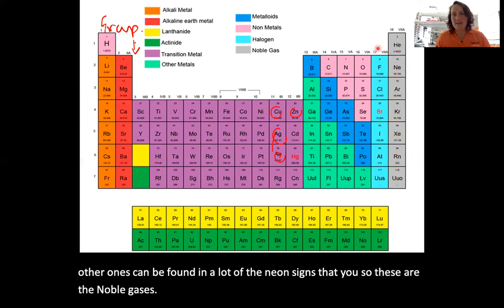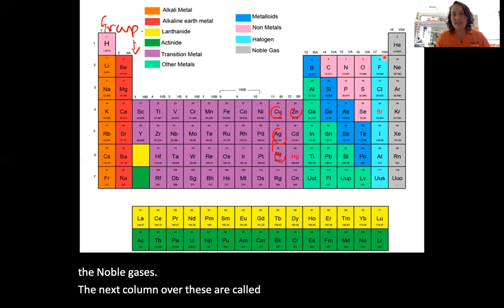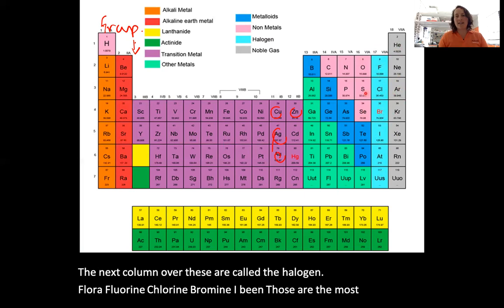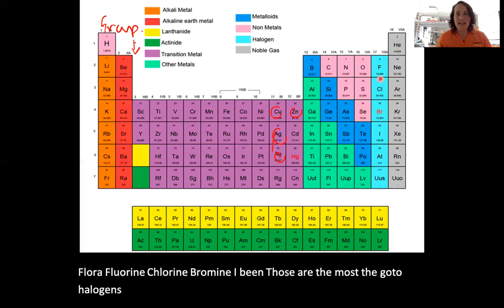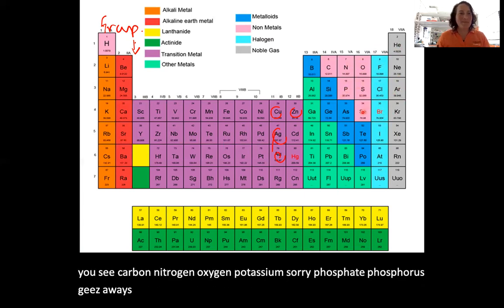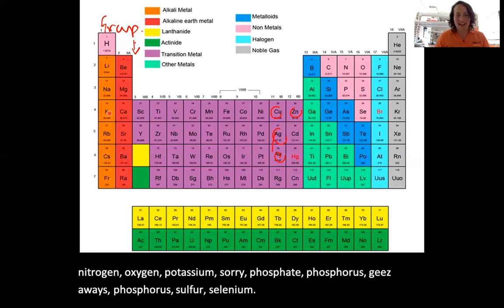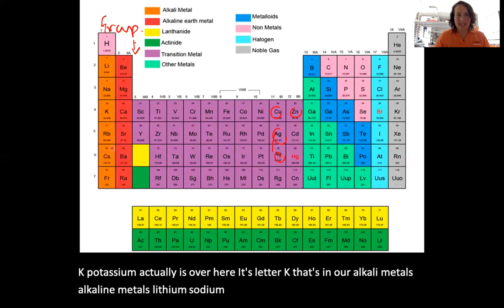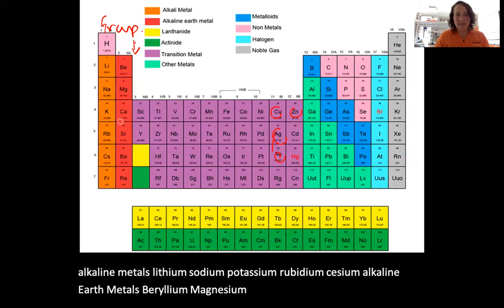The next column over, these are called the halogens. Fluorine, chlorine, bromine, iodine. Those are the go-to halogens. And then in our other non-metal areas, you see carbon, nitrogen, oxygen, phosphorus, sulfur, selenium. Potassium actually is over here, it's letter K. That's in our alkali metals: lithium, sodium, potassium, rubidium, cesium. Alkaline earth metals: beryllium, magnesium, calcium, barium. Those are the big ones.